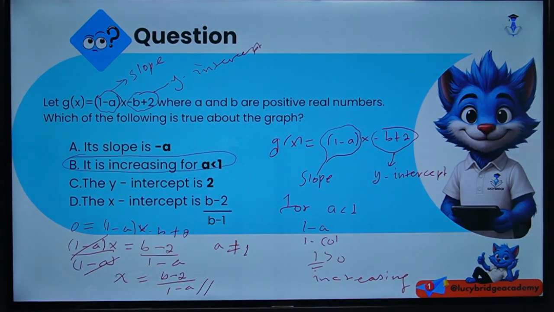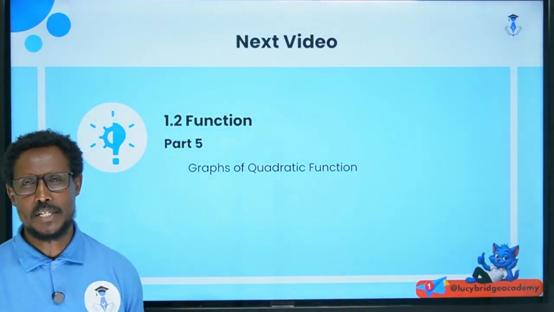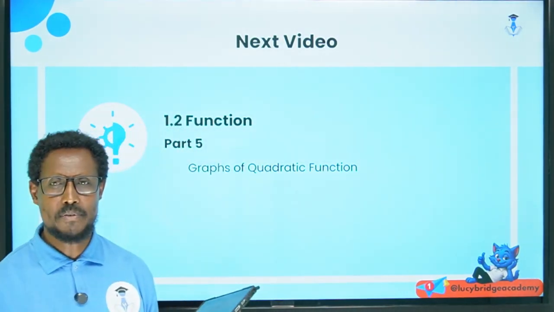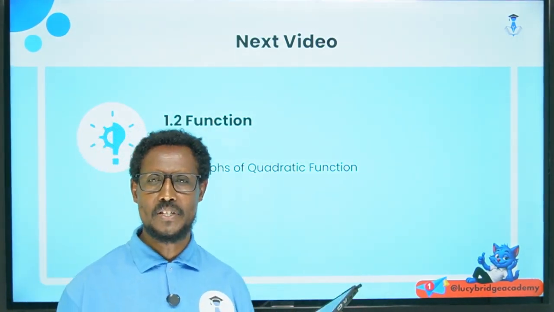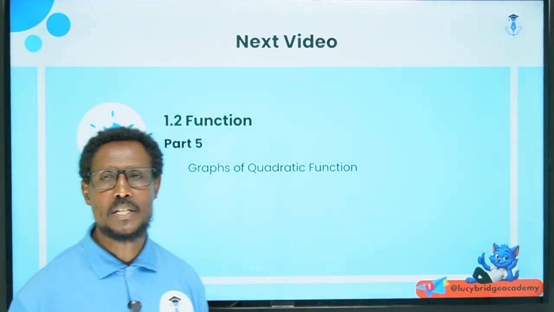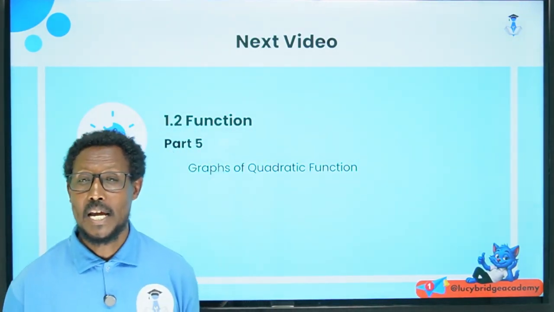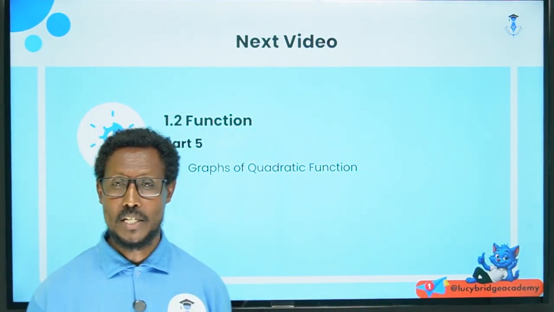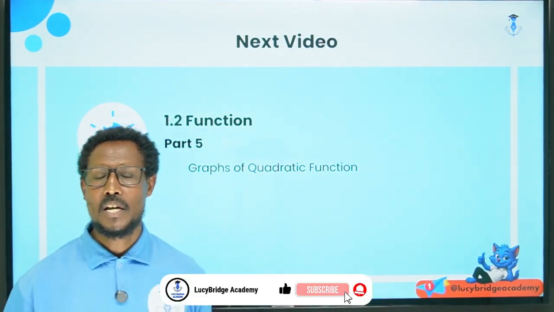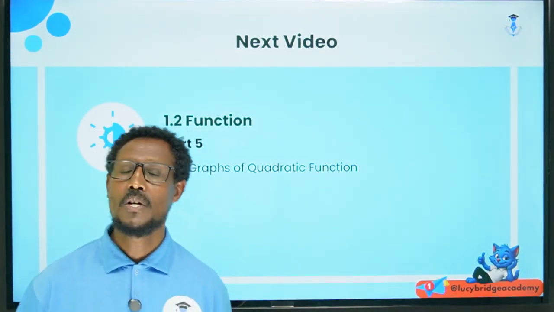Next video we will see graphs of quadratic function, okay? Don't forget that we have seen the graph of linear function. The linear function must be written in the form of y is equal to mx plus b, in the form of ax plus b, and a is the slope, b is the y-intercept. If a is greater than 0 the slope is increasing, the line or the function is increasing. If a is less than 0 the function is decreasing.